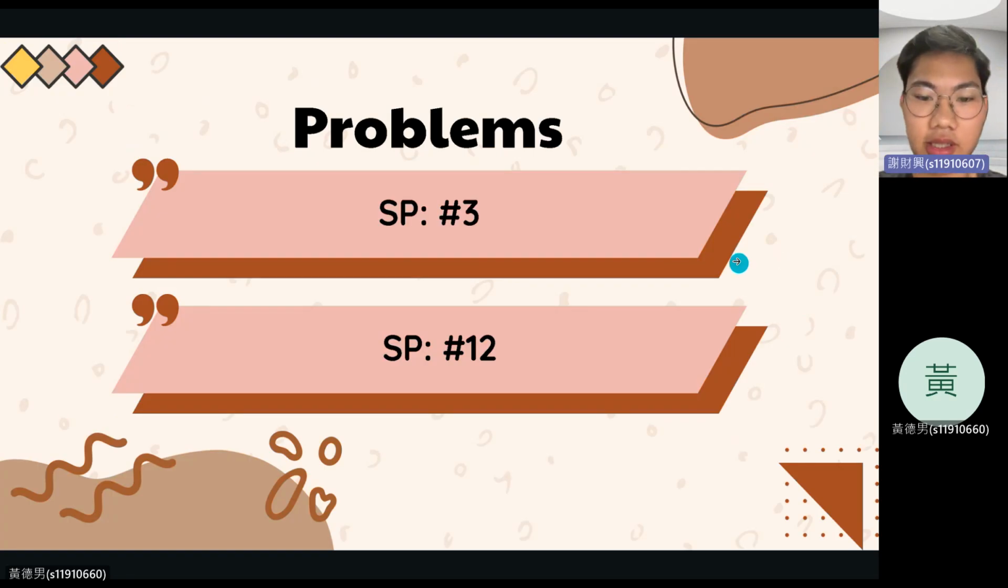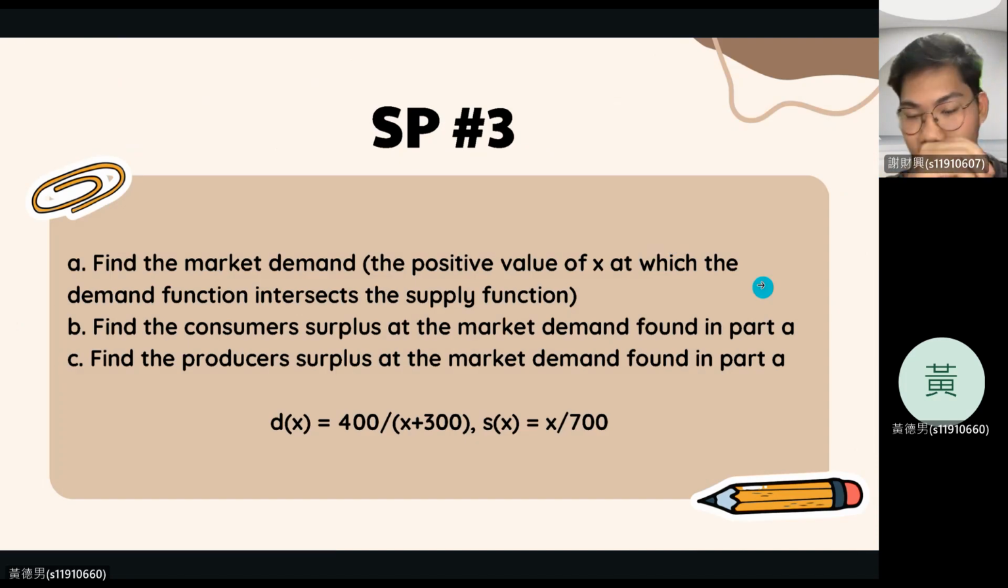Today for mini presentation 3, we are assigned two problems, which are supplementary problem number 3 and supplementary problem number 12. For the first one, we're going to discuss supplementary problem number 3 first. For supplementary problem number 3, we have three parts.